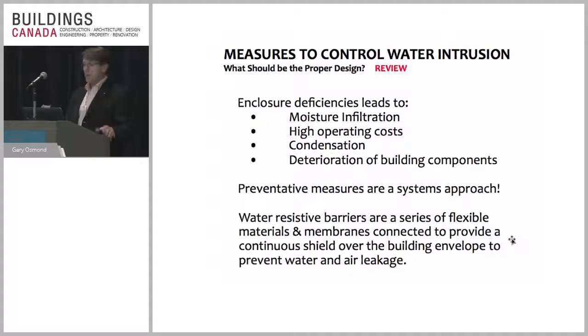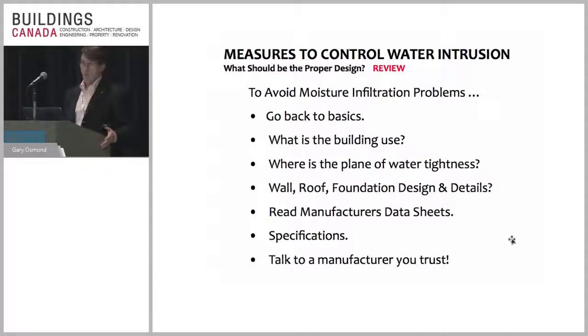The water-resistant barriers or any type of system that goes on the buildings to keep the water out must be flexible and remain flexible long-term. So to avoid problems, go back to basics. Understand what are the materials, what's the substrate, what's the expectancy, what's the building use, how is it going to affect the performance of these materials, are we creating a plane of water tightness or not, and look at all the connection details from roof to walls to foundations.